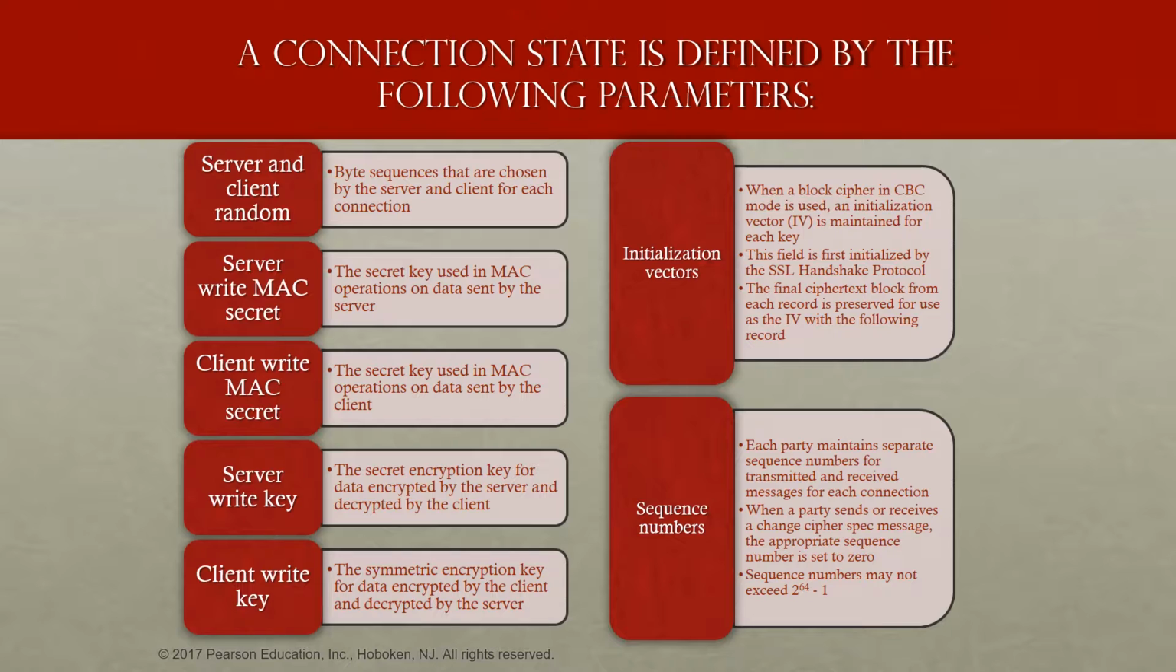Sequence numbers. Each party maintains separate sequence numbers for transmitted and received messages for each connection. When a party sends or receives a change cipher spec message, the appropriate sequence number is set to 0. Sequence numbers may not exceed 2^64 minus 1.